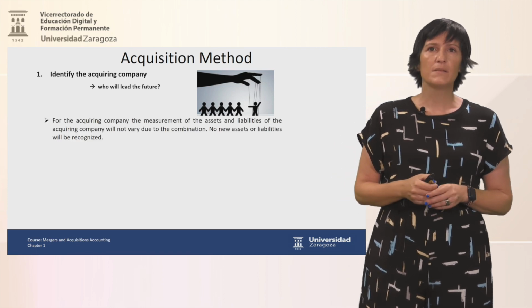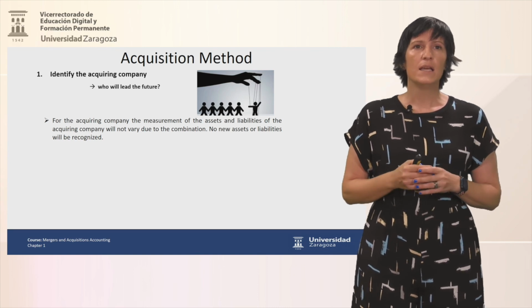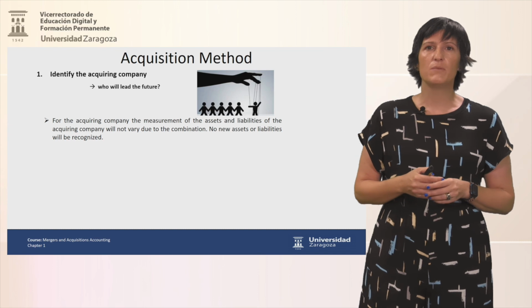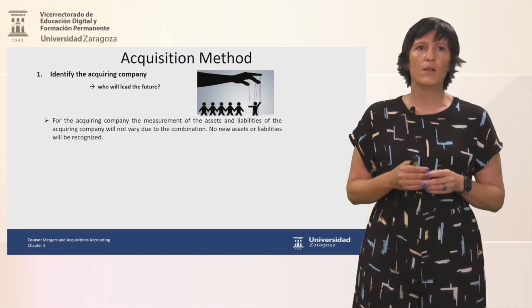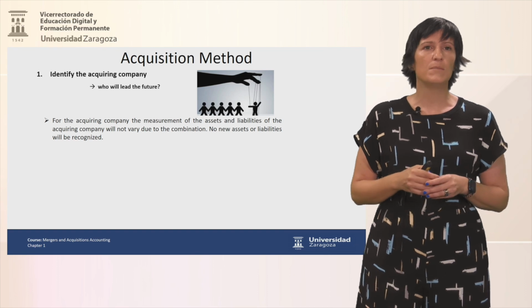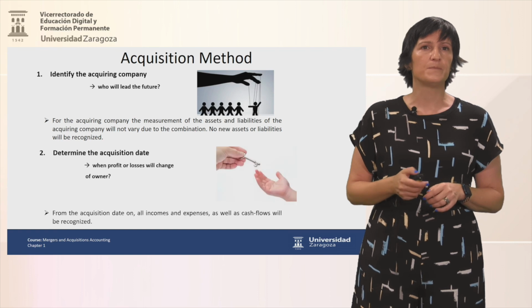This is important because we will distinguish between the acquiring company and the acquirees, and in the measurement process that we will see in other videos, you will see that the acquiring company will always maintain the accounting value and there will be no variations due to the business combination.